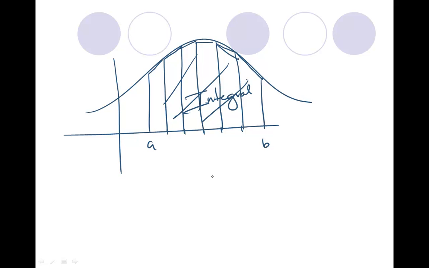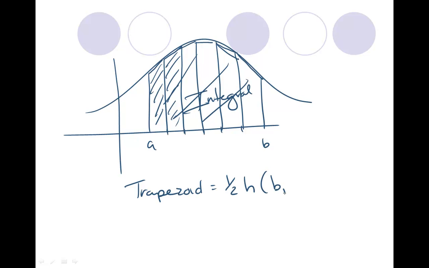As you can see, this is a fairly close approximation of the area under the curve by adding up all of these individual trapezoids. If you look in your textbook at the introduction on page 18, you see that they show you how to calculate the area of a trapezoid. Remember, the area of a trapezoid is 1/2 the height times B1 plus B2.